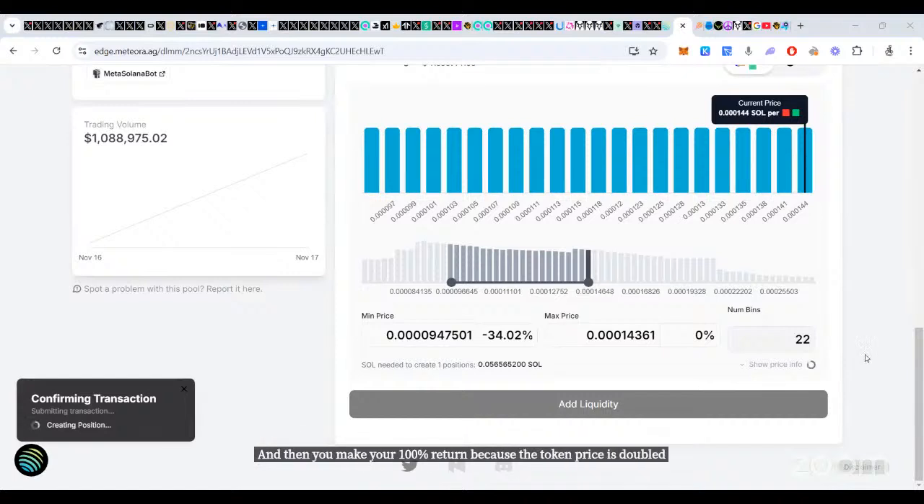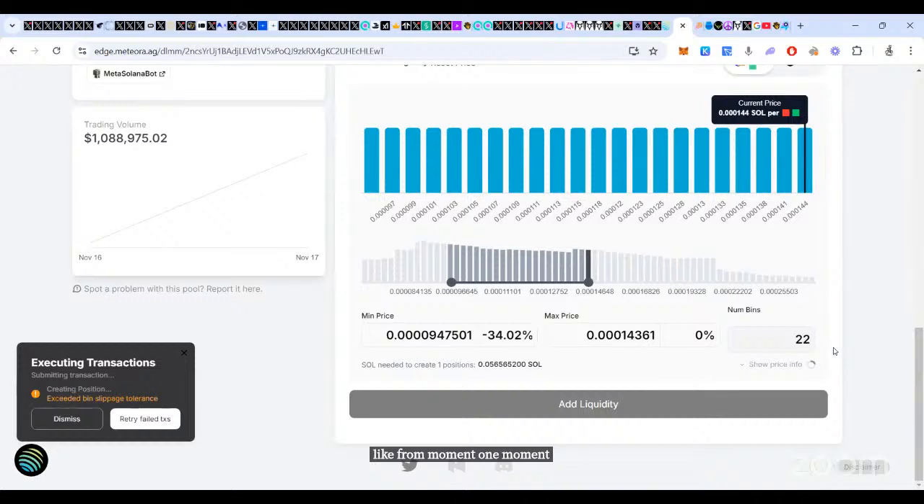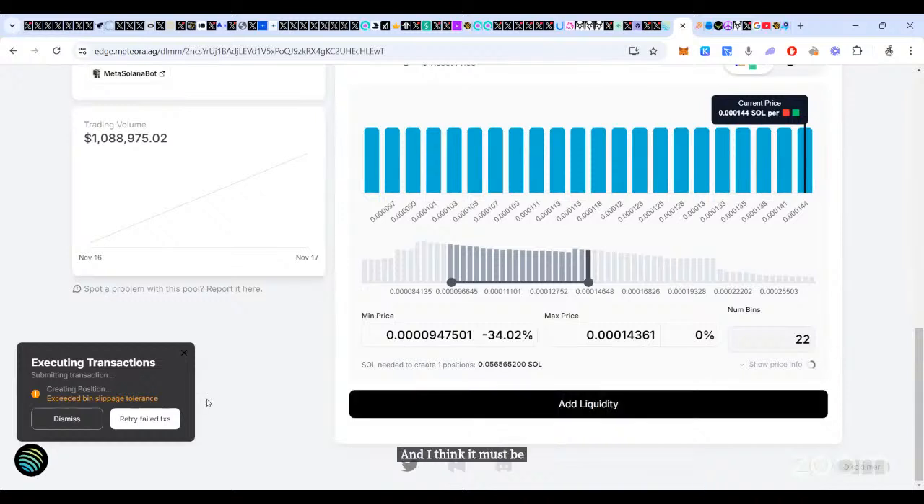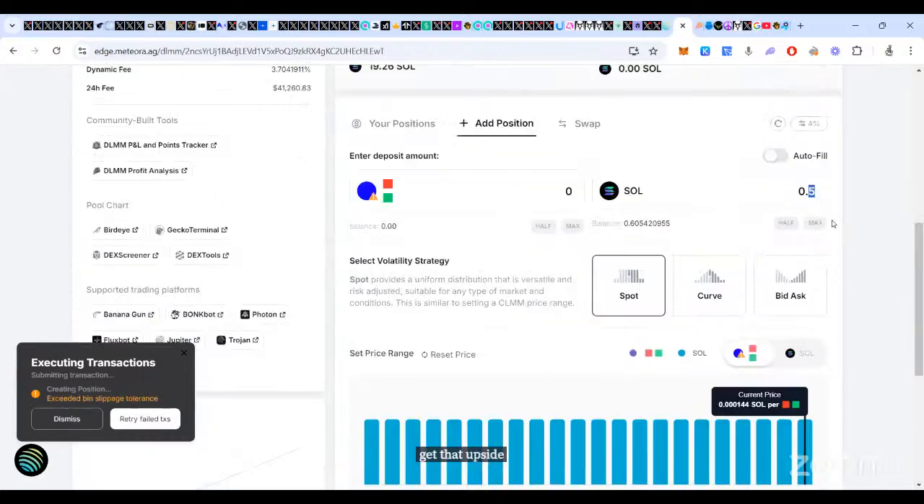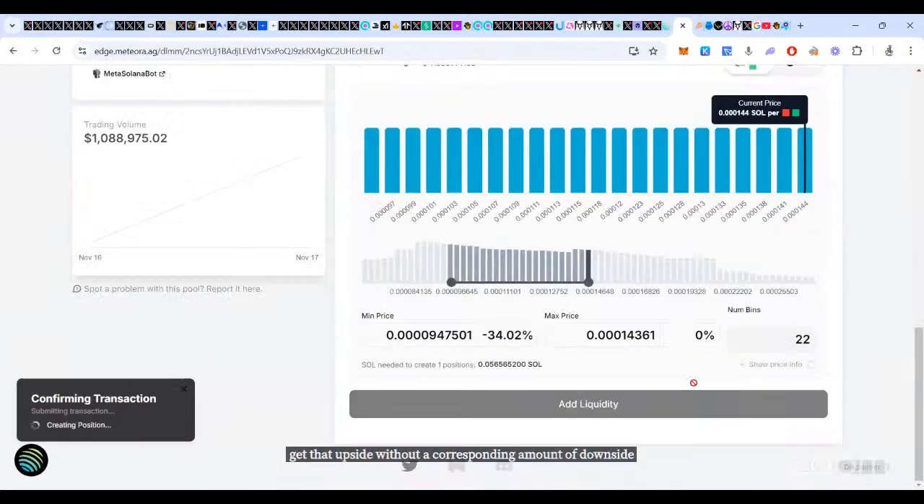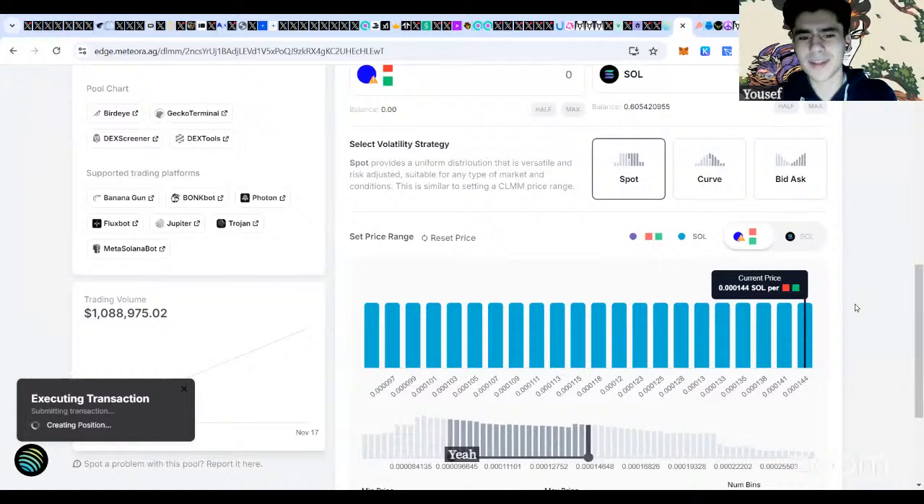Holding 100% risk, from moment one. And I think it must be. I don't yet know how to get that upside without a corresponding amount of downside. And I at least am trying to limit that downside as much as possible.